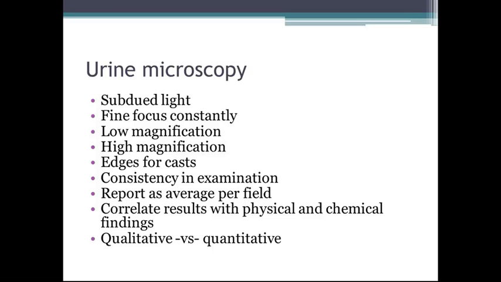Report as an average per field, so we will scan 10 to 15 different fields and report the average throughout. Then we correlate the results with the physical and chemical findings. We usually think of qualitative versus quantitative, so whether there are any at all, or how much of it is present.